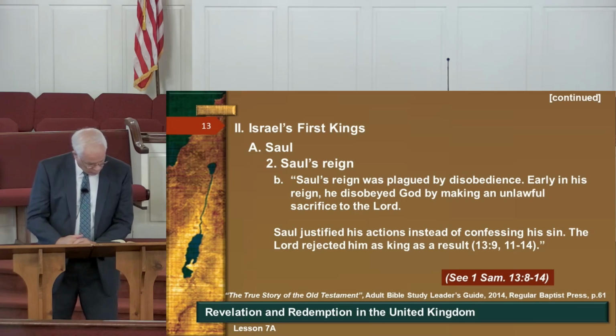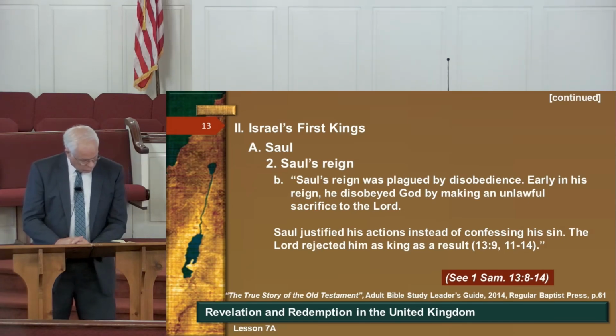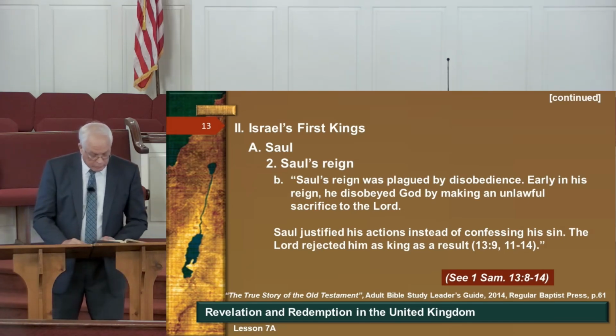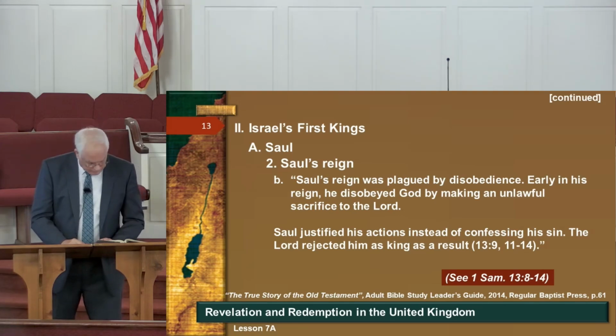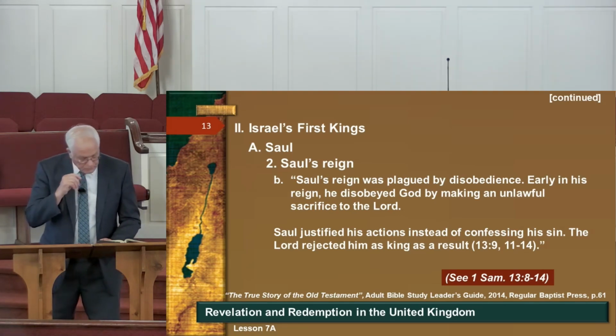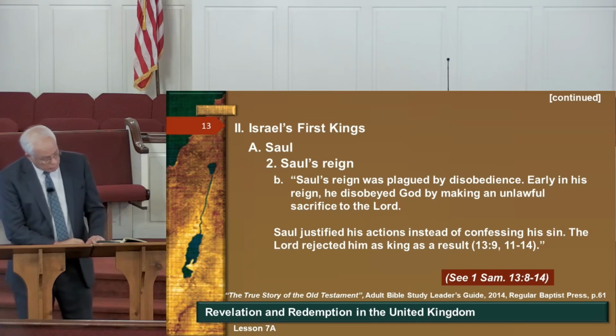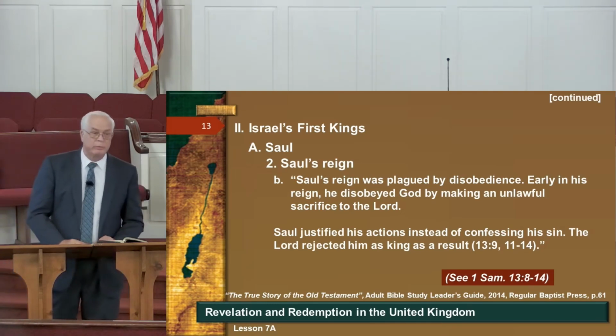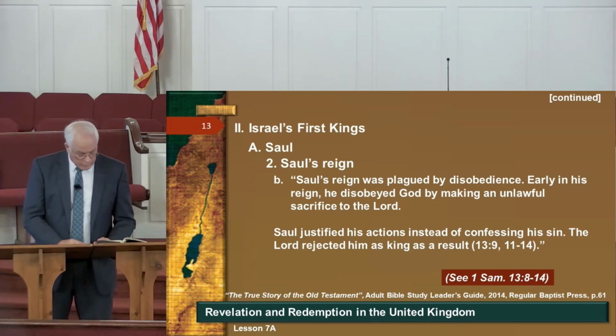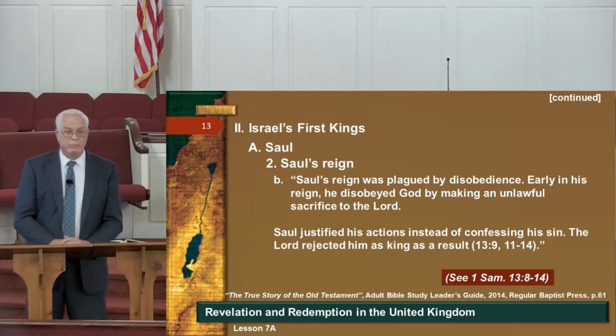And Samuel said to Saul, thou hast done foolishly. Thou hast not kept the commandment of the Lord thy God, which he commanded thee. For now would the Lord have established thy kingdom upon Israel forever. But now thy kingdom shall not continue. The Lord hath sought him a man after his own heart, and the Lord hath commanded him to be captain over his people, because thou hast not what? Has not kept that which the Lord commanded him.